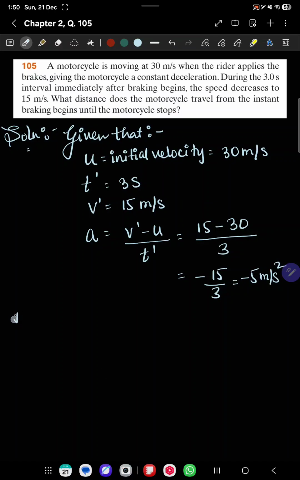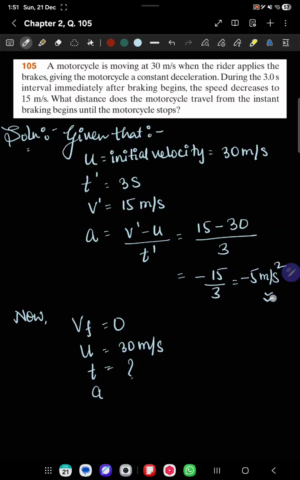Now it says that the motorcycle, after applying of the brakes, will stop finally. So the final velocity will be 0, the initial velocity will be same, 30 meter per second, time we need to find out, and acceleration value we have just found out, which is minus 5 meter per second square.